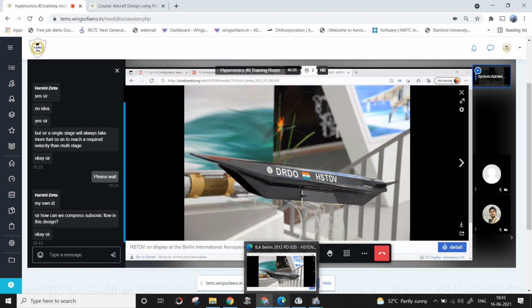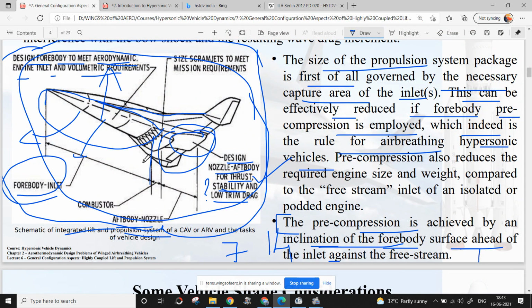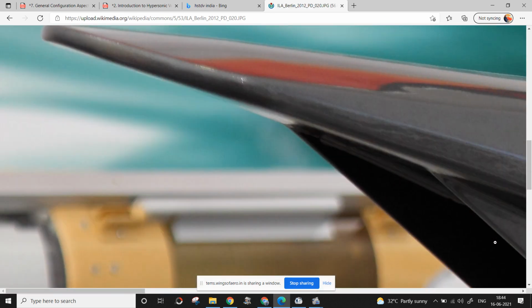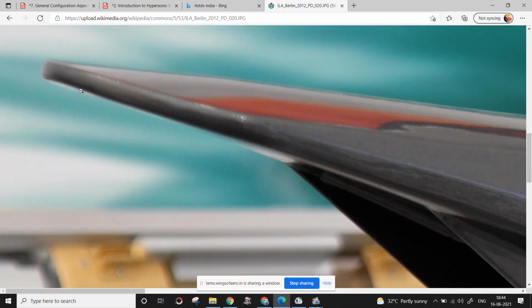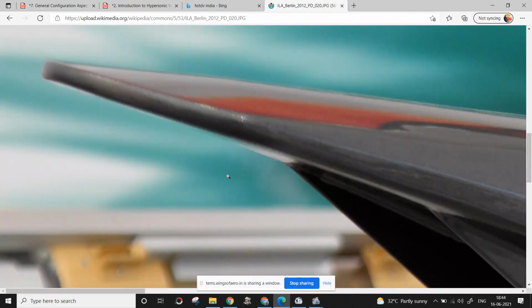So first of all, I will explain this HSDTV, how they have done it and how it is very similar to our CAV, cruise and acceleration vehicle. As I told, we have a forebody section from nose to inlet. So similarly, you can see here in the nose section of HSDTV, the same is implemented, right? Forebody. So here we have an inlet, made with an inclination. It is not a flat surface, it is made with an inclination. So the first point, pre-compression, DRDO has successfully done that.